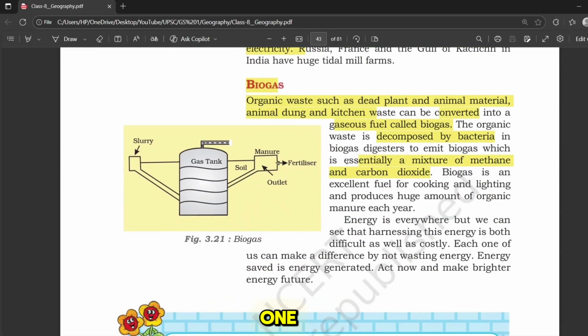Now let's move to the next one, that is biogas. This one is very simple and very useful, especially in rural areas. Biogas is made from organic waste, things like dead plants, animal dung, and even kitchen waste. All this waste is put into a big tank called a biogas plant. Inside the tank, there are bacteria.